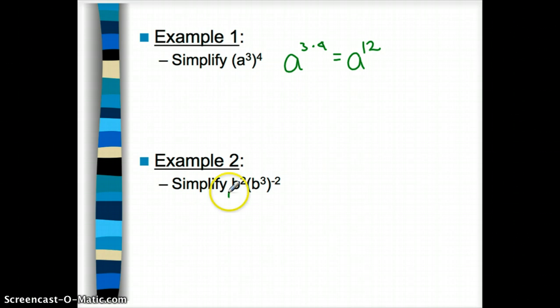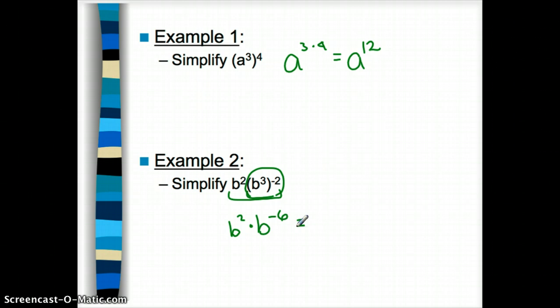This one's a little harder because I need to work with some order of operations. So obviously I want to do exponents first, and I'm going to take b to the third, to the negative second, first. So b to the 3 times negative 2, that should be b to the negative 6. And I'm still multiplying that by b squared. This is my rule from yesterday, so it's b squared times b to the negative 6.